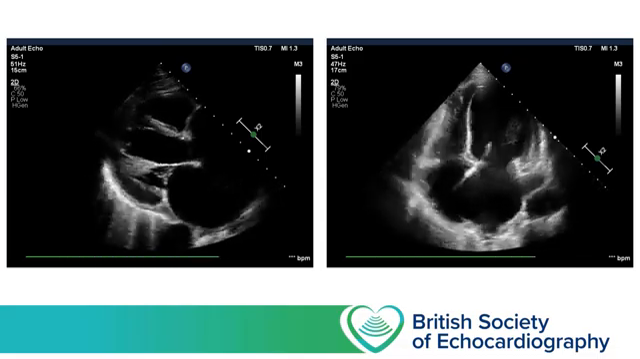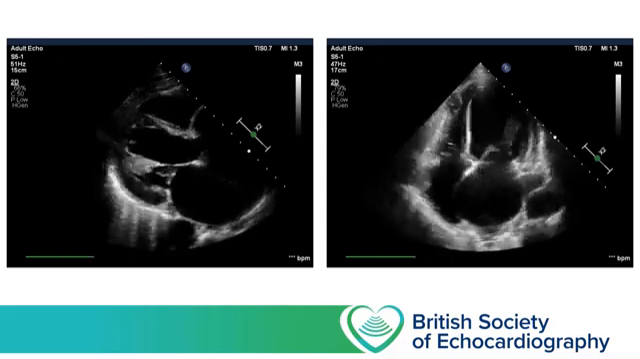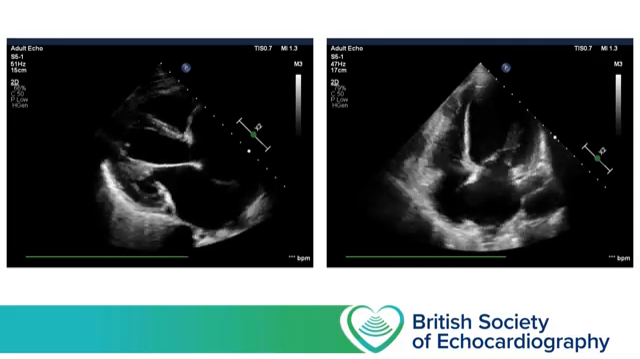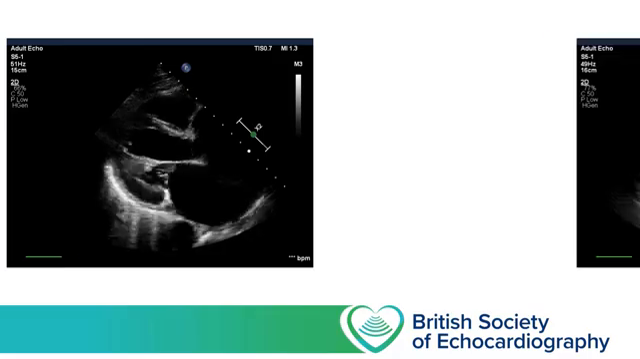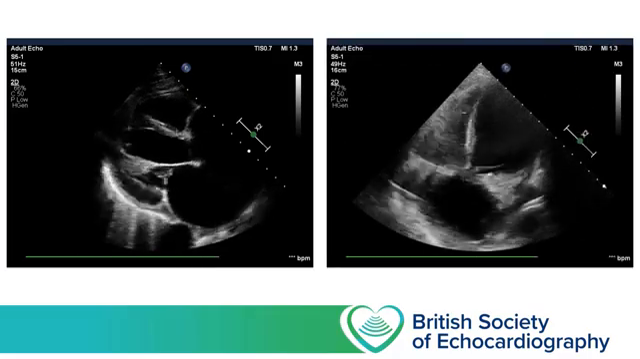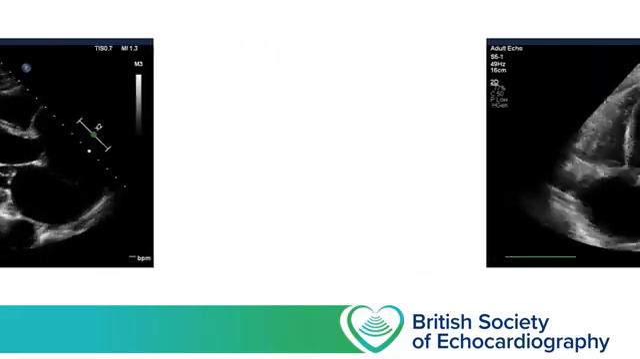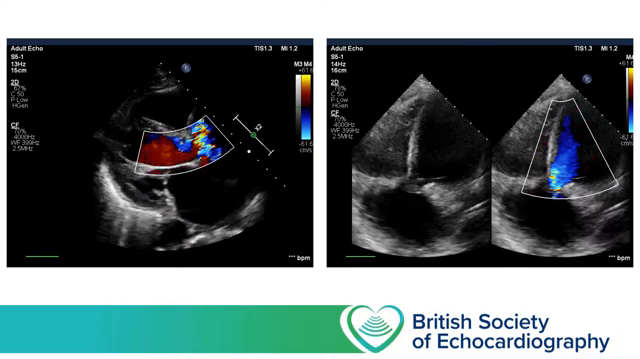The LV systolic function is severely impaired, with an ejection fraction around 25 to 30%, and the left atrium is also dilated, and there's fixed bowing of the intraatrial septum from left to right, consistent with elevated left atrial pressure. If we replace our apical 4-chamber view with an apical 5-chamber, we can again see a very large aortic root, and by placing colour flow boxes over these two images, we can appreciate the severe aortic regurgitation.